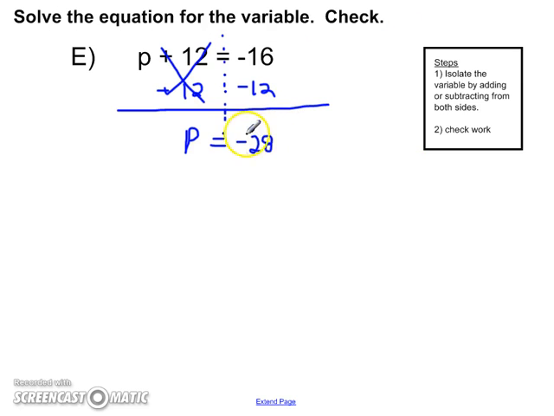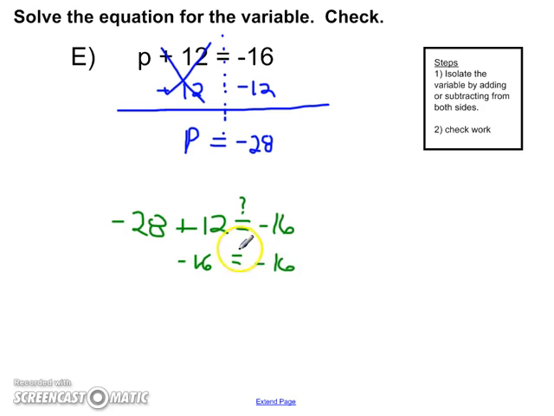So, okay, negative 28 replaces p. So negative 28 plus 12. Is that equal to negative 16? Well, subtract them. 28 minus 12 is 16. You are going with the larger sign here, the negative. Negative 16 equals negative 16. Voila, there we are. All set. Good answer.